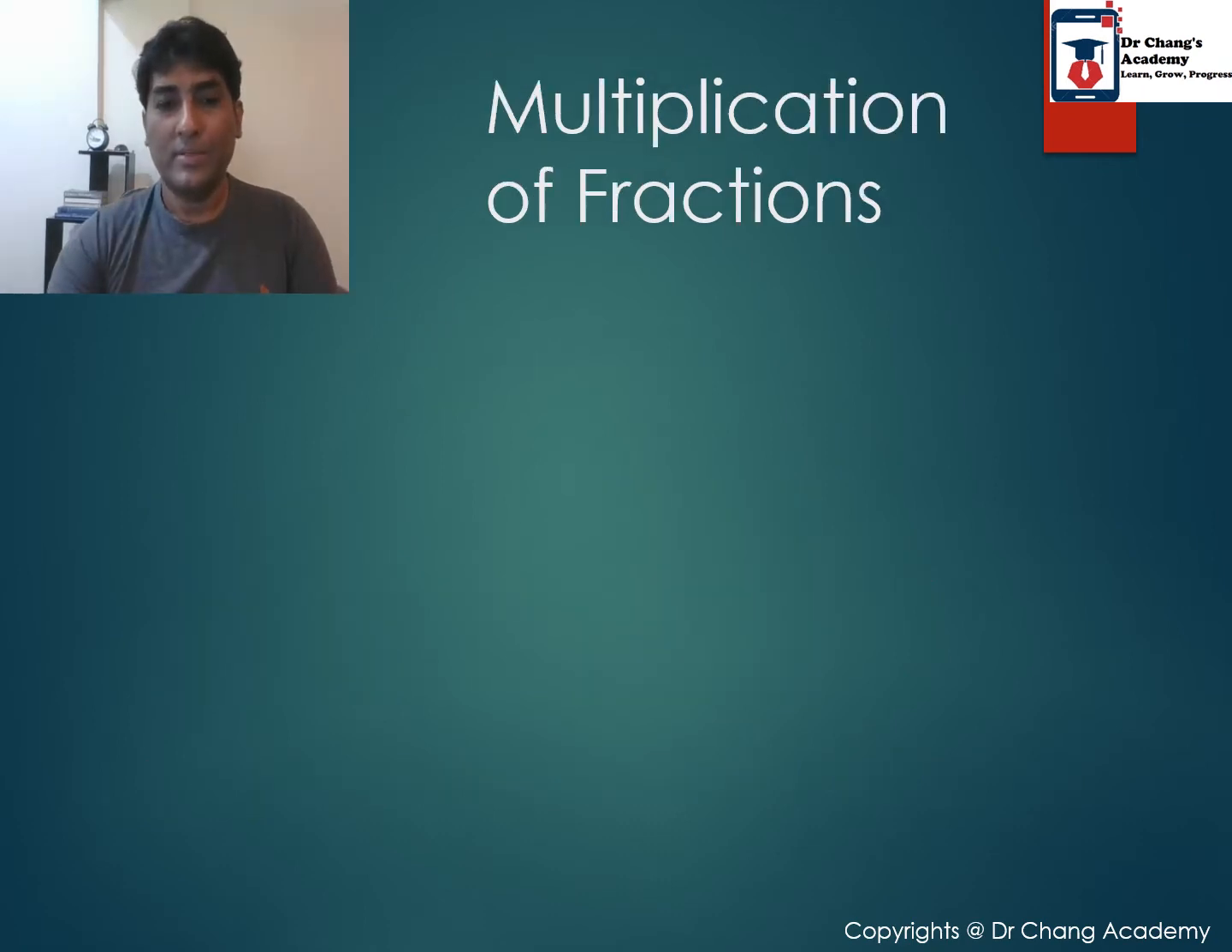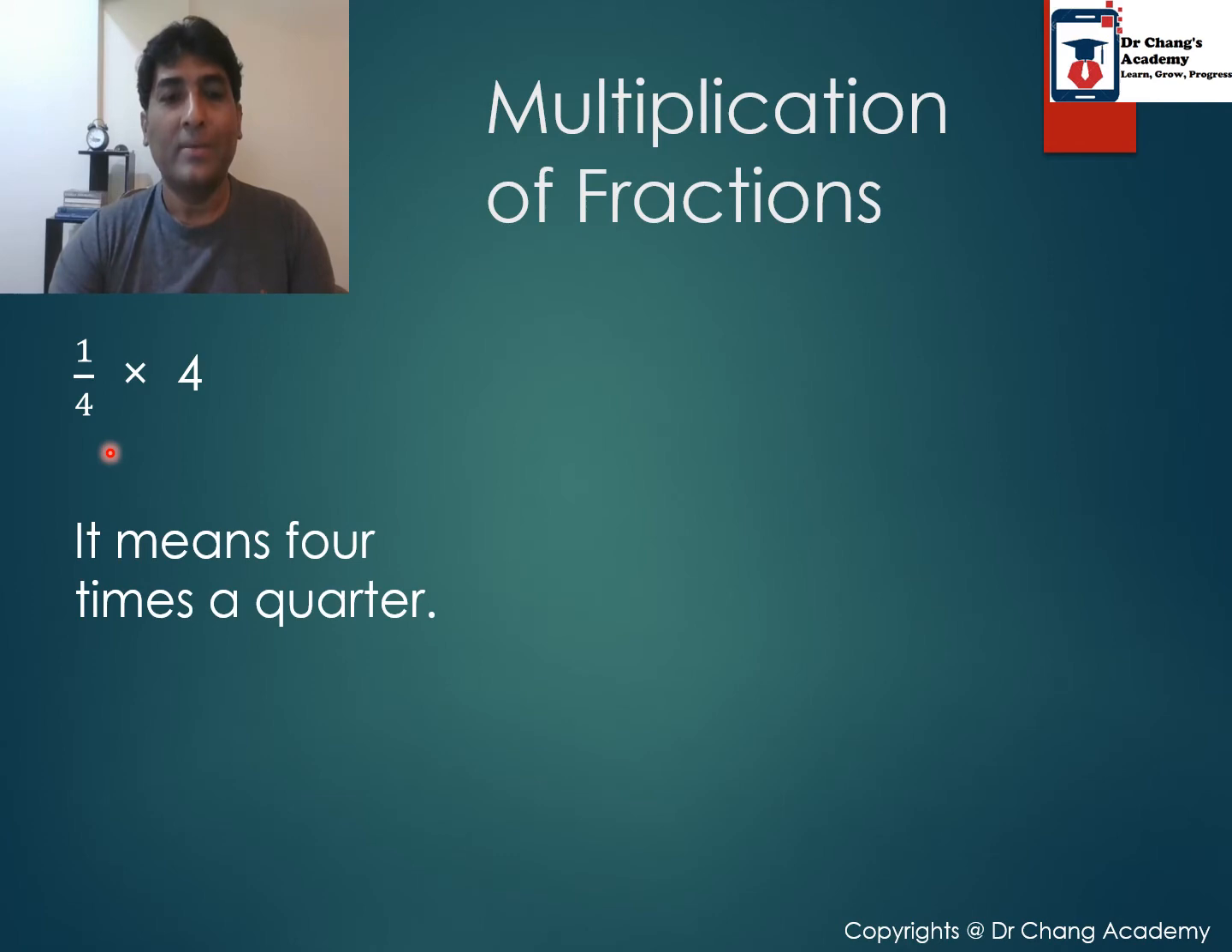Okay, so let's look at some more examples. What about 1 over 4 multiplied by 4, or a quarter 4 times? Conceptually, this is a quarter, and a quarter 4 times. Now we know in our real lives we frequently see quarters. So 4 times a quarter is equal to 1, because 4 quarters added is equal to 1. So 4 times a quarter is equal to 1.